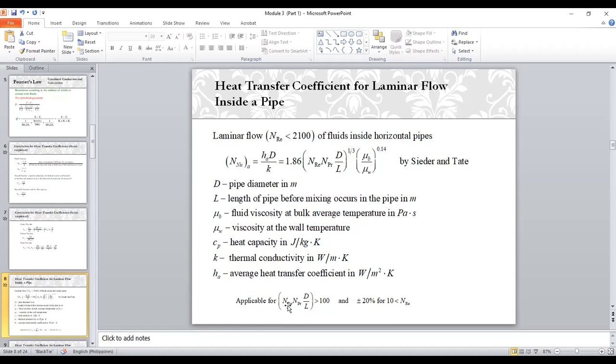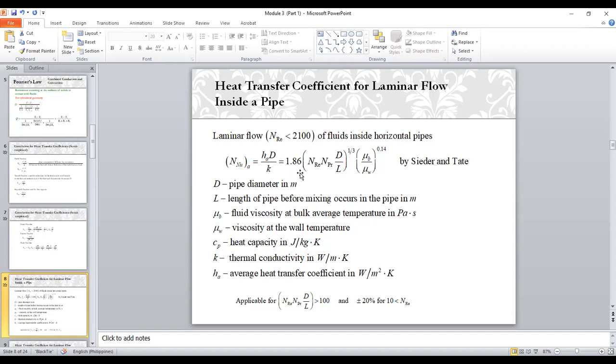So the product of Reynolds number, Prandtl number, and D over L ratio should be greater than 100. And this is plus or minus 20% for Reynolds number greater than 10. Now, what do you mean by this, Miss? What have you written here?